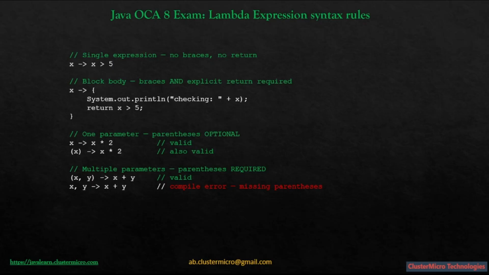Okay. And if you have zero parameters, parentheses are always required. Here you have empty parentheses, then arrow, then System.out.println hi, right? So there is no parameter here, so you must write empty parentheses. There is nothing optional here. The empty parentheses tell the compiler explicitly that this lambda takes no arguments.